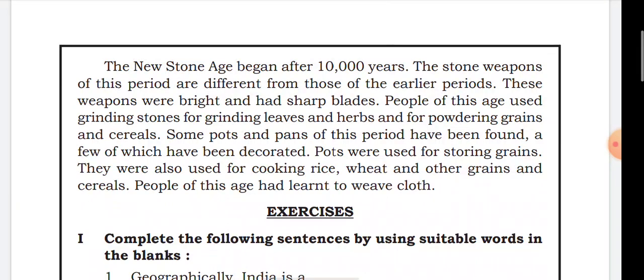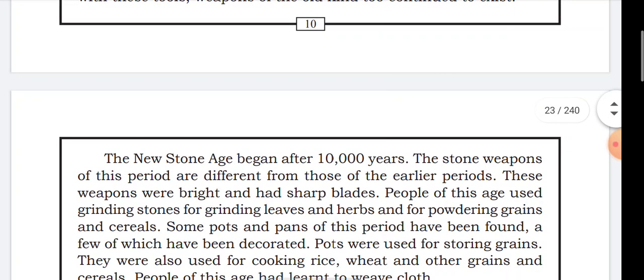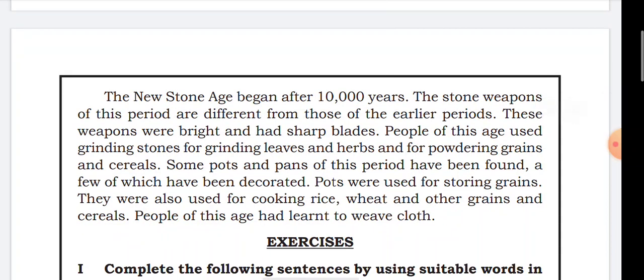Next, the New Stone Age began after 10,000 years. After this Middle Stone Age, the New Stone Age began. The stone weapons of this period are different from those of the earlier periods. So we learned that the stones of the Middle Stone Age were delicate stone tools, and they were different from those of the Old Stone Age.